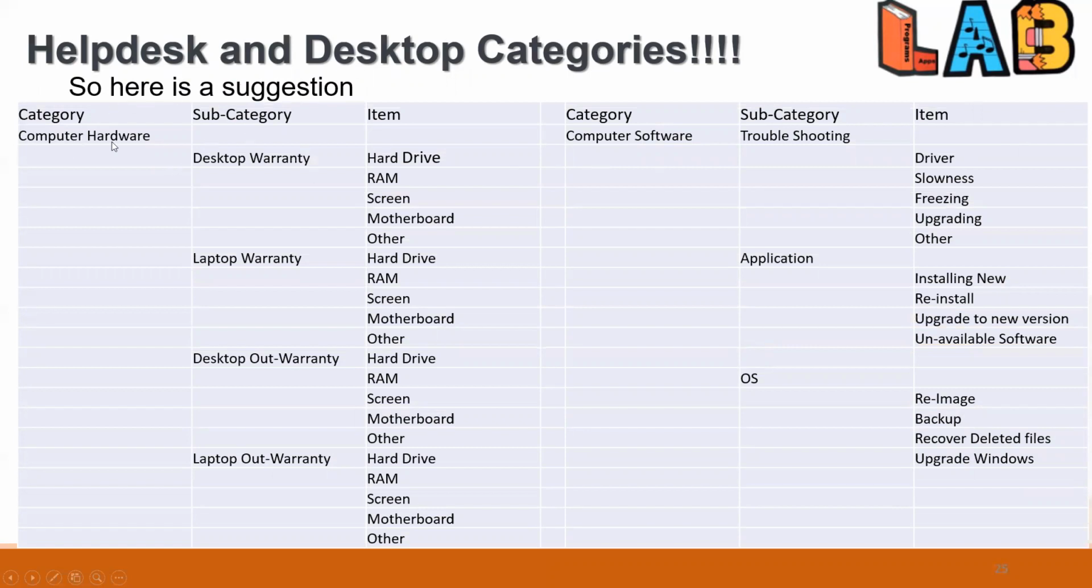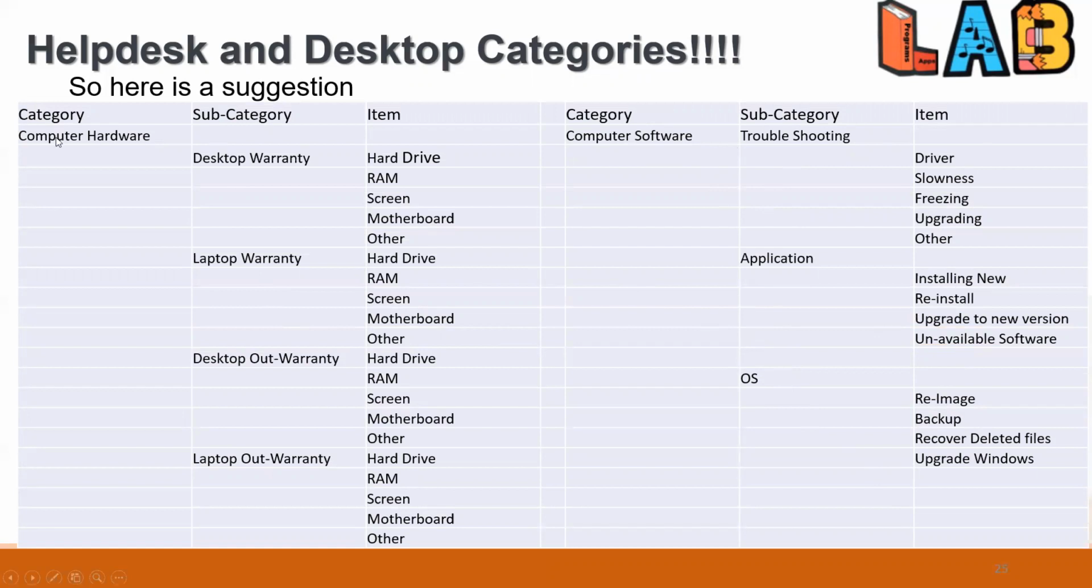We have 2 different categories here, our computer hardware and our computer software. With the computer hardware, we've got warranty and non-warranty for desktops and for laptops. So the desktops and laptops are separated further by whether they're under warranty or not. Then our items are listed for each of them. Likewise for the software, that's broken down into 3 subcategories, and then each of those categories has things assigned to it.